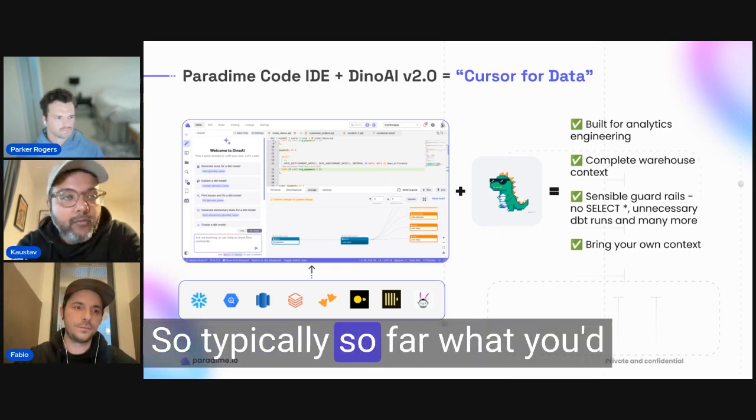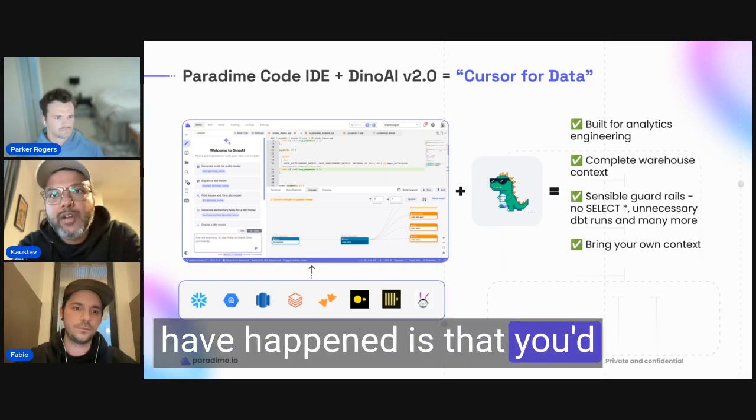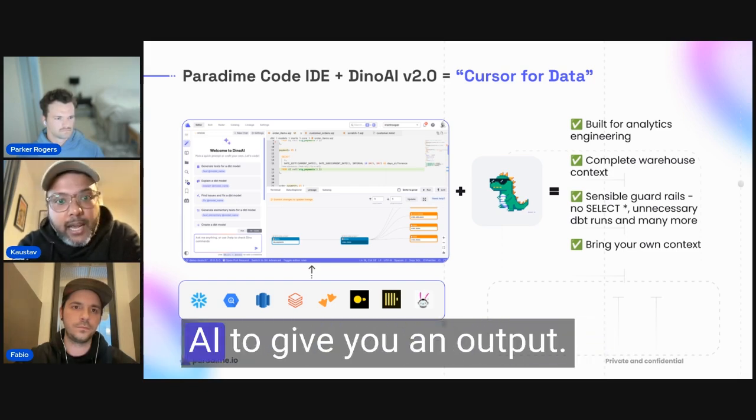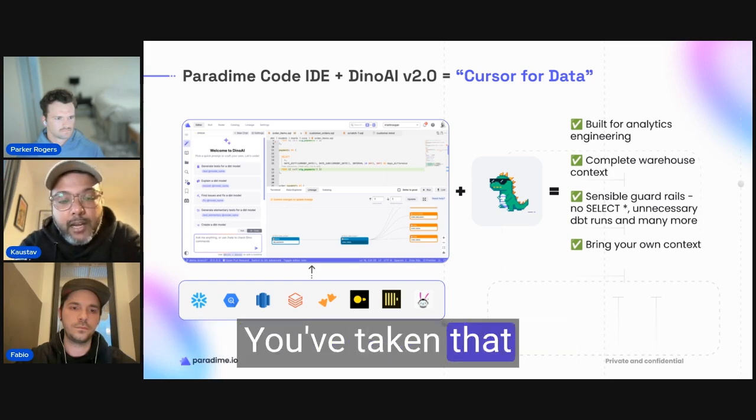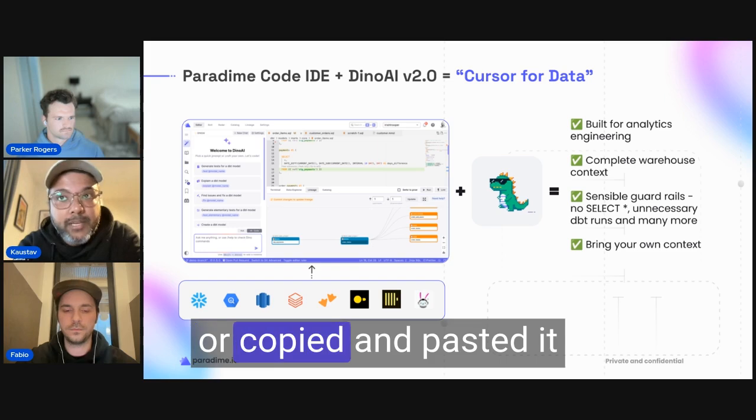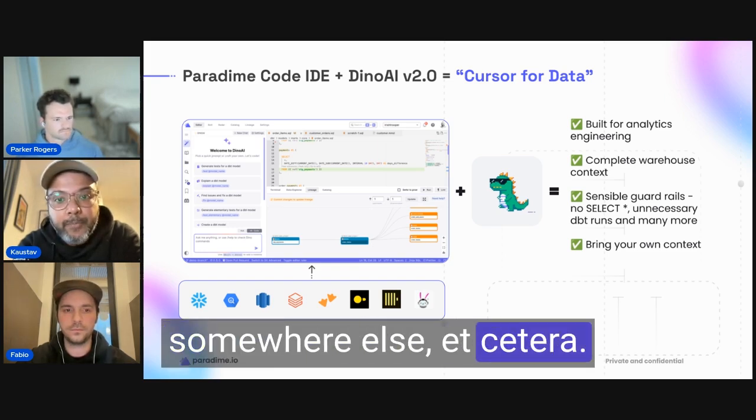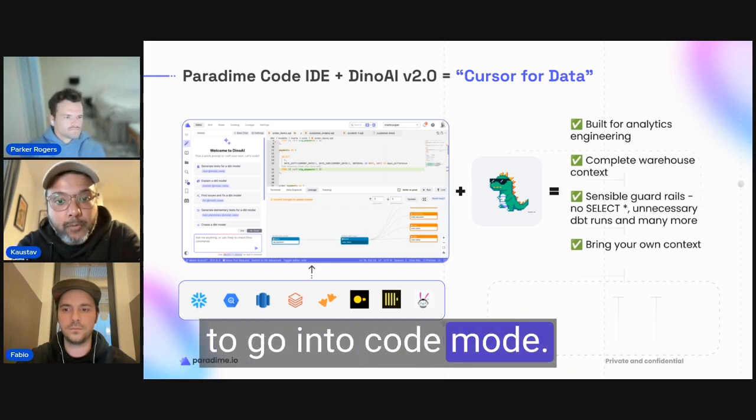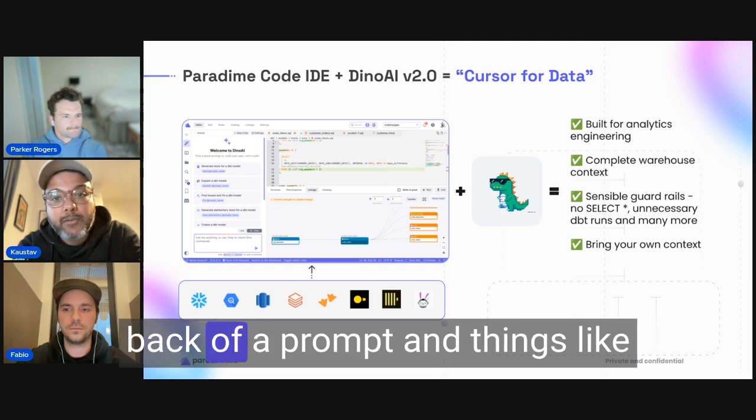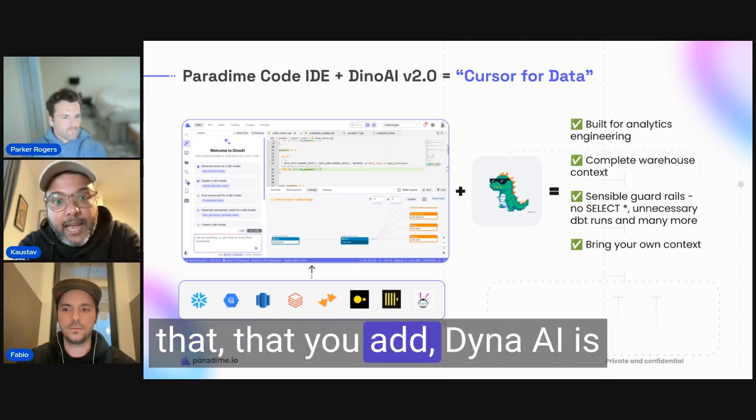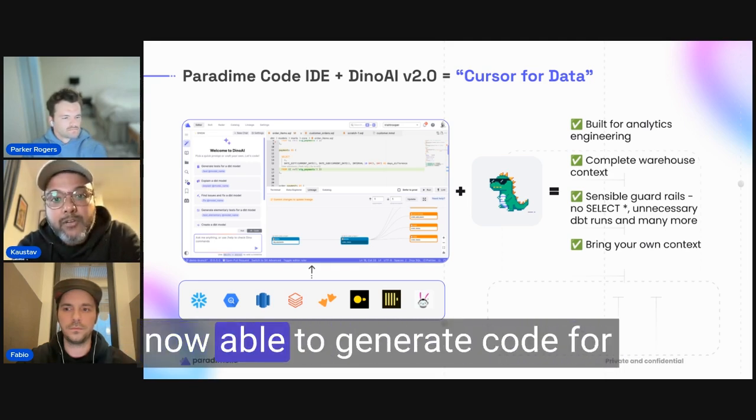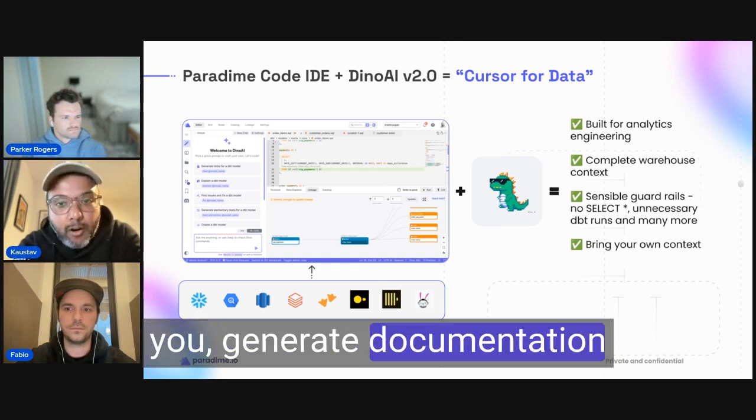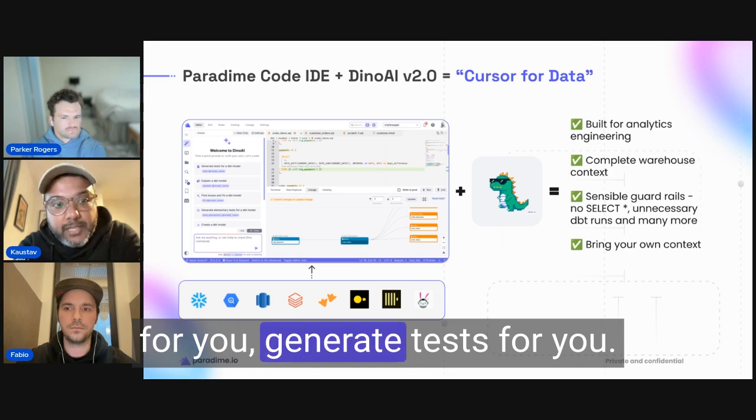Typically, so far, what would have happened is that you would have asked Dino AI to give you an output. You would have taken that output, worked with it, or copied and pasted it somewhere else, etc. What we are doing now is changing the game here to go into code mode. What that means is that on the back of a prompt and things like that you add, Dino AI is now able to generate code for you, generate documentation for you, generate tests for you.